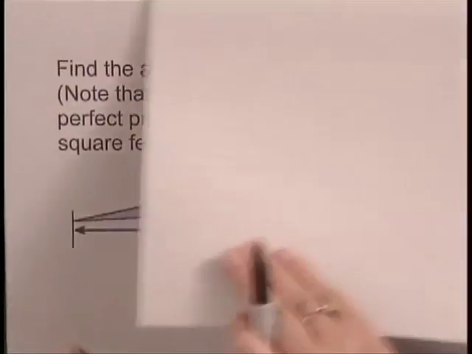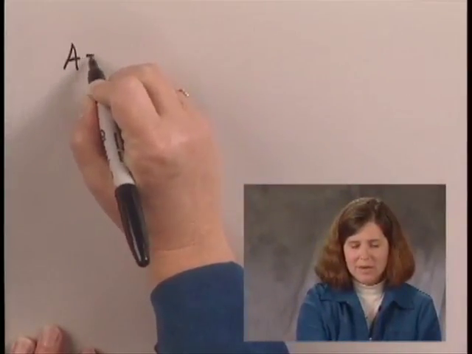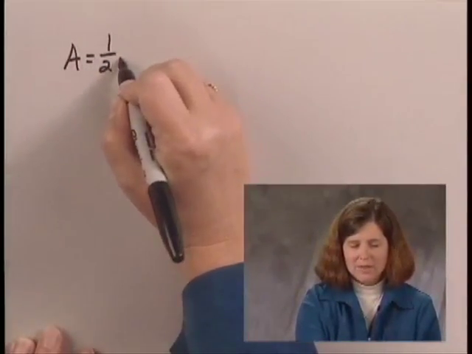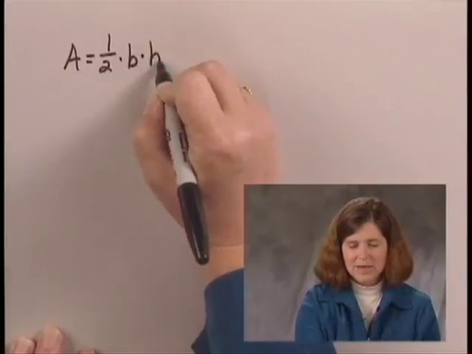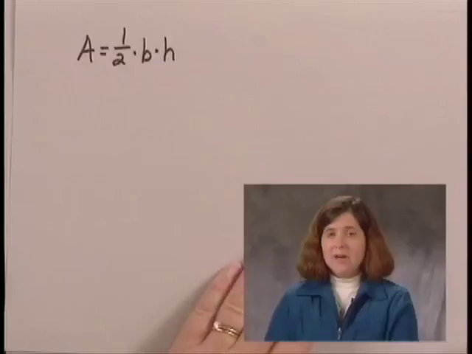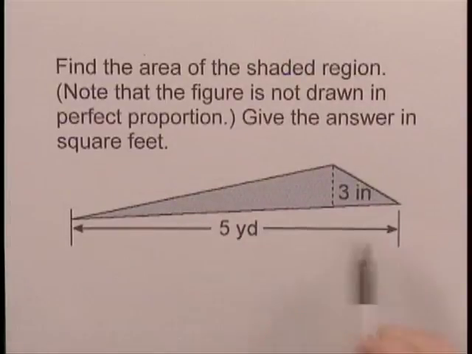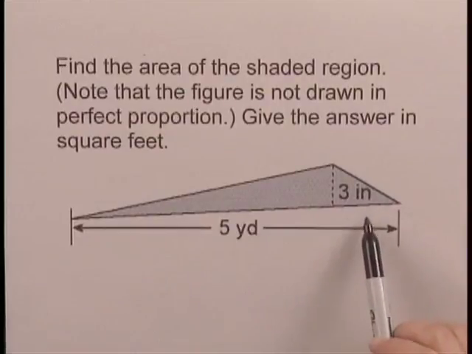We'll start by recalling the formula for the area of a triangle. Area equals 1/2 times the base times the height. In order to calculate the area of a figure, we must have all the units the same. Here we have the base in yards and the height in inches.